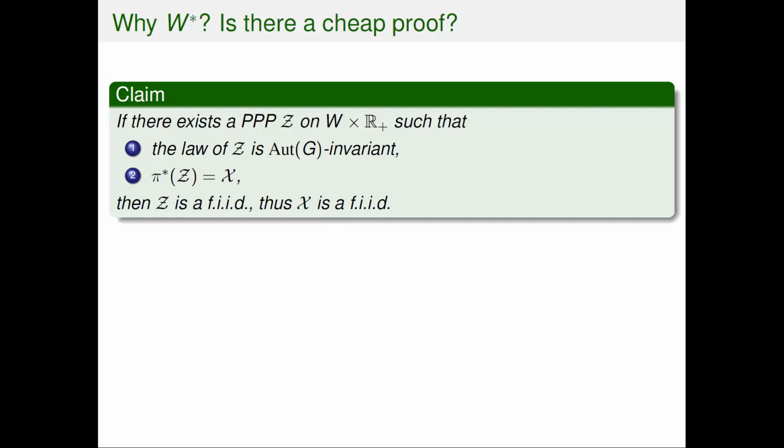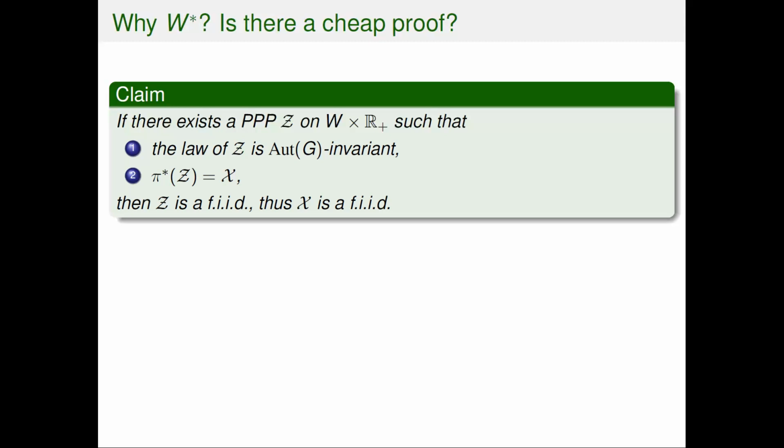So what I'm saying is that this is the first idea to make the conclusion that our point process, the interlacement point process, is a factor of i.i.d. So if this condition number one holds, then Z is a factor of i.i.d. And if it additionally maps to interlacement, then this mapping is a factor map. Therefore, interlacement is a factor of i.i.d. So let me stress that this claim is not complicated. This is a cheap fact.